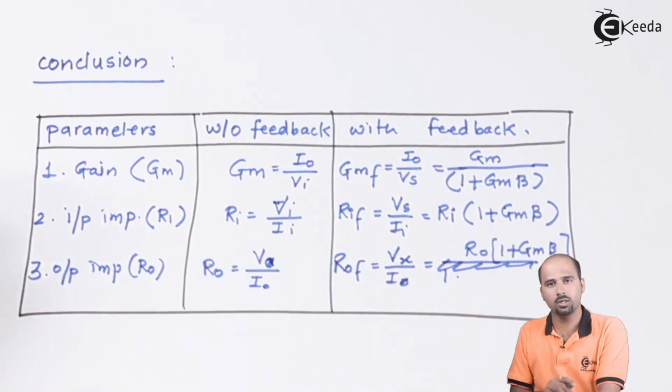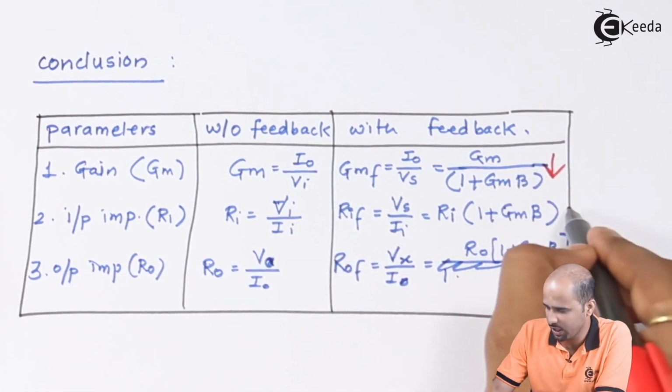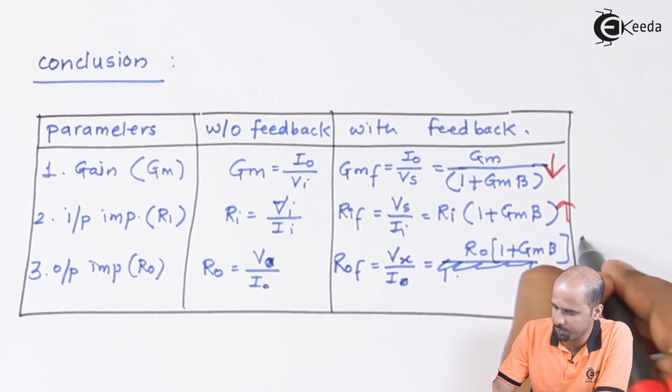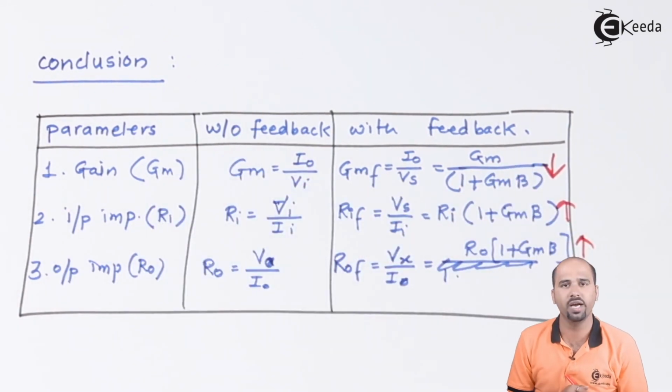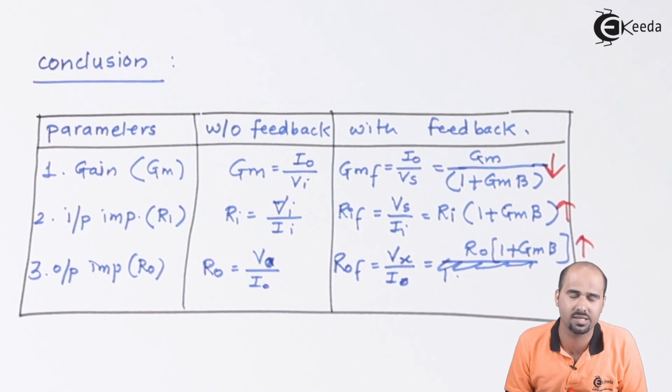Okay, clear? So now my final conclusion is gain reduces, input impedance increases, and output impedance as well increases, right? So this is how we have learned the current series negative feedback amplifier analysis, where we have got the gain with feedback, the input impedance with feedback, and the output impedance with feedback, and we have ended up with the current series negative feedback analysis. So here we will stop. We will learn the final analysis for negative feedback topology in the next video.